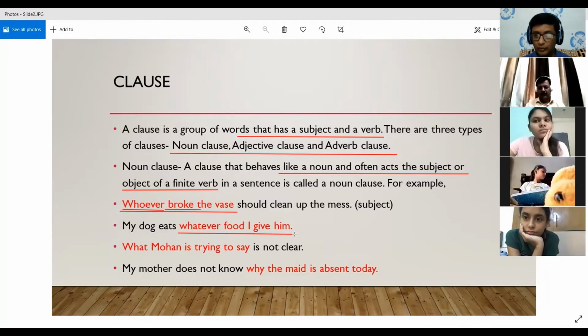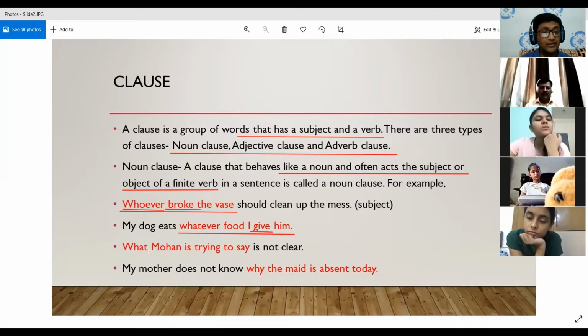So whatever food I give him again is performing the role of a noun over here. Then you will find that give is present over here. And in phrases, we don't have a verb, but over here, the verb give is present. So it is a clause. So the whole thing is performing the action of a noun, and the presence of a verb is there. So it is a noun clause.